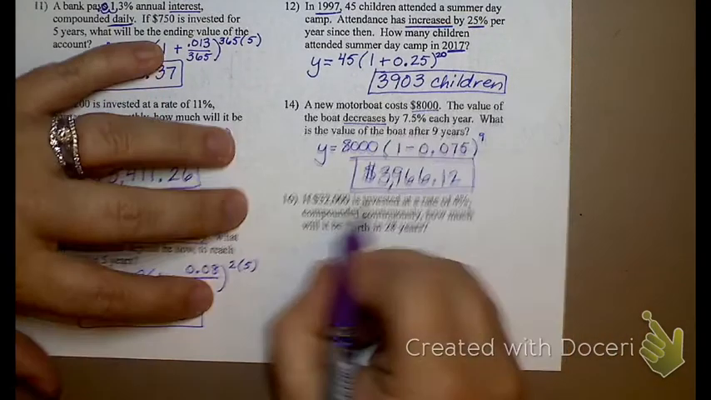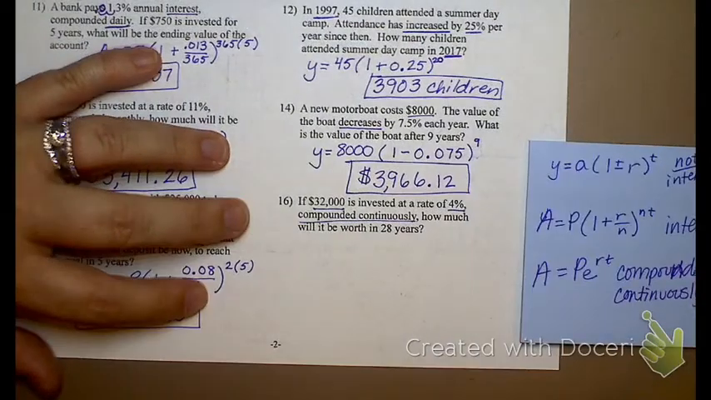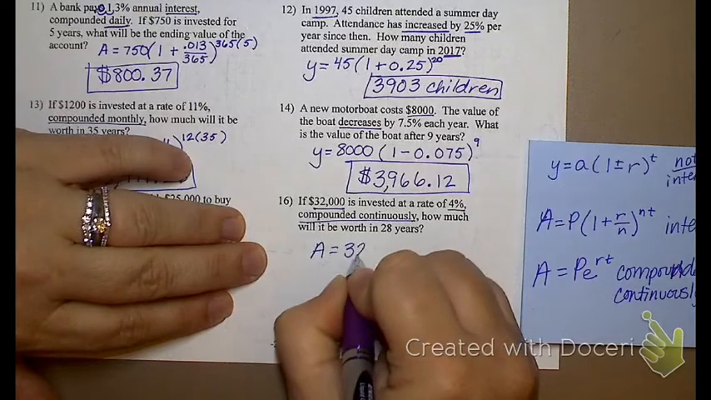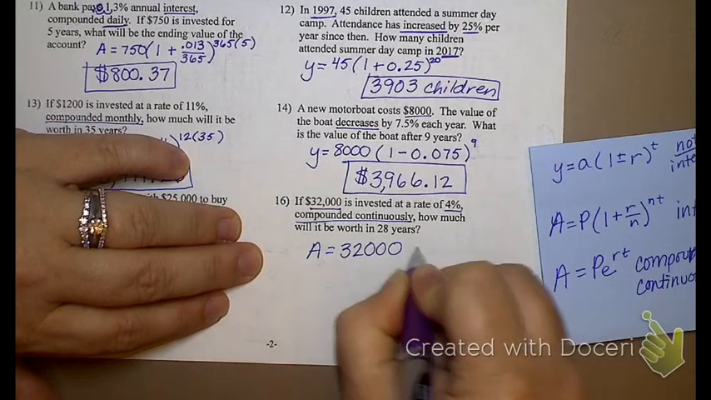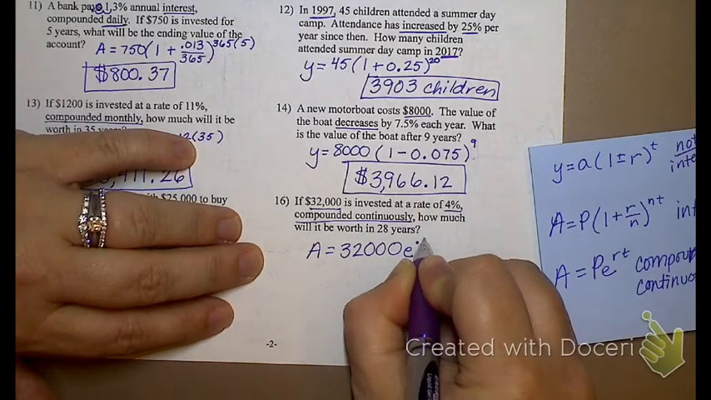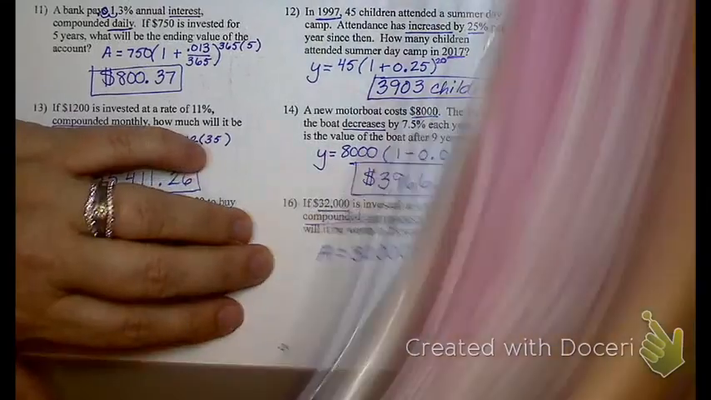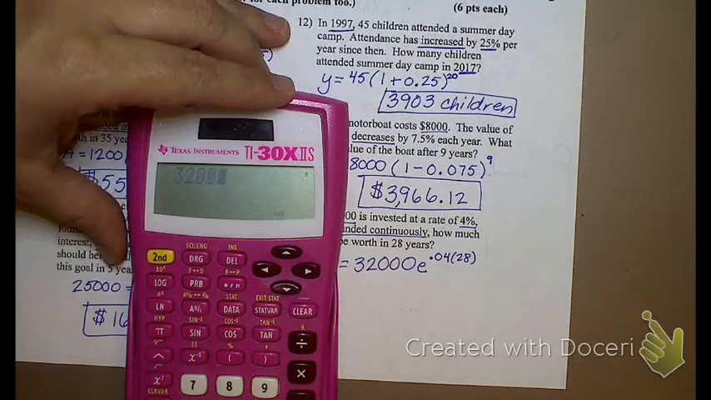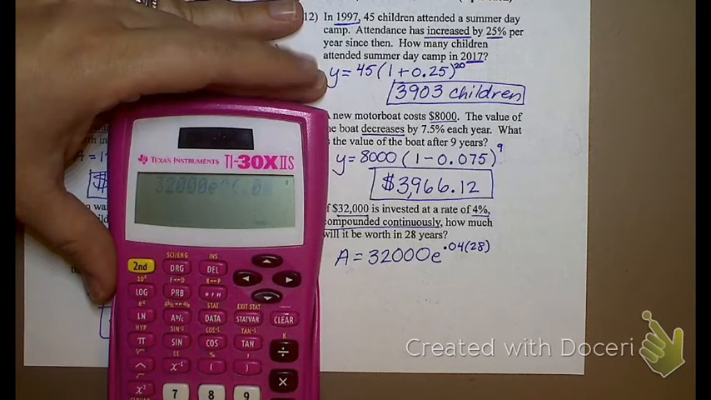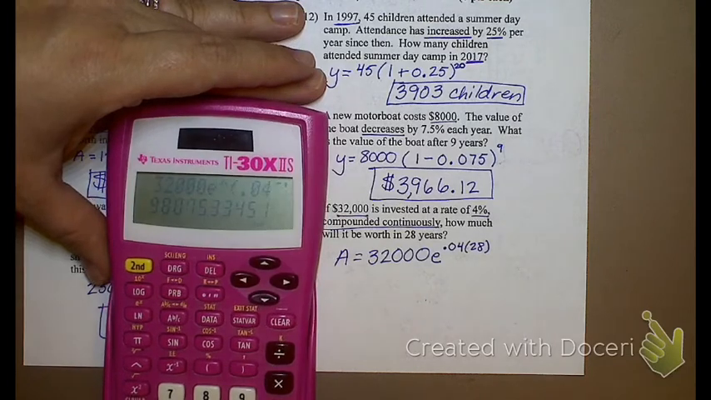And the last one, $32,000 invested at 4% compounded continuously. Which formula? 1, 2, or 3? 3. So I have A equals 32,000 times E to the rate. What's the rate? 0.04 times 28. So 32,000 times E to the 0.04 times 28. Notice how I typed in that one a little bit differently. I didn't need to do the parentheses there.